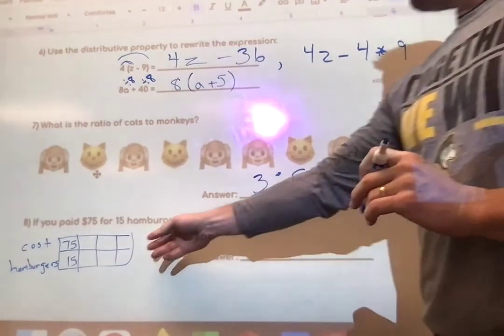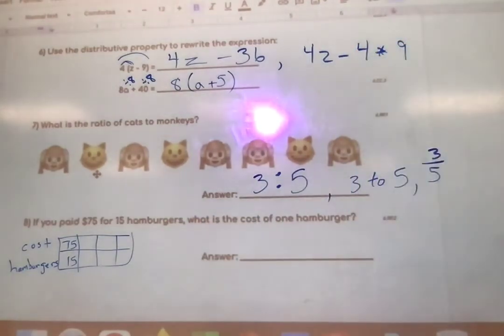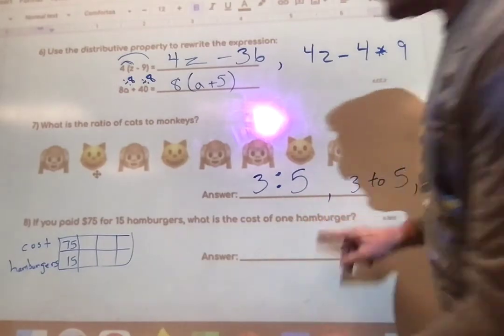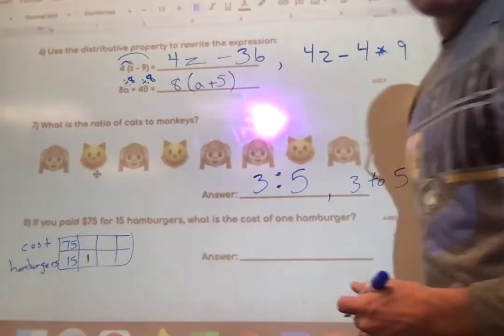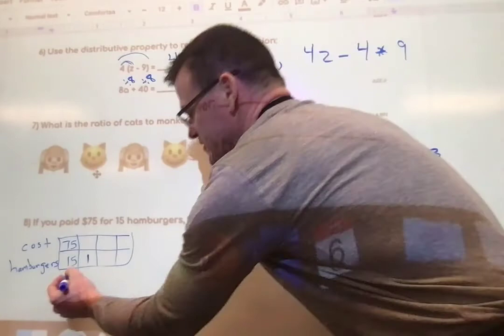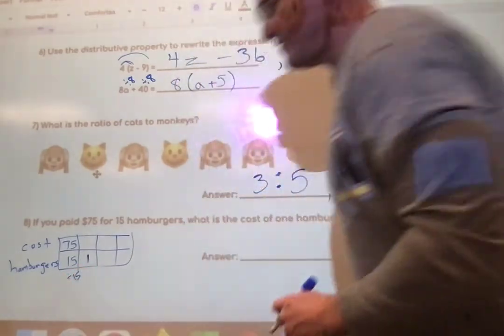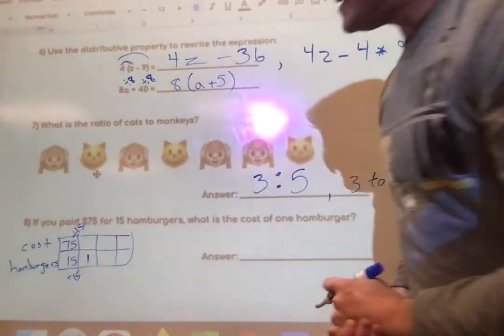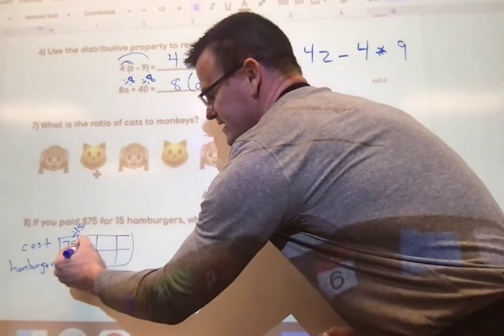Okay, and a lot of times using these ratio rate tables can help us keep things organized. A lot of times you can do this in one step. If I want to get it down to 1 hamburger, I want to get 15 hamburgers down to 1. Well, to do that, don't I divide by 15? 15 divided by 15 is 1, so I must divide the top by 15. And 75 divided by 15 gets me 5.